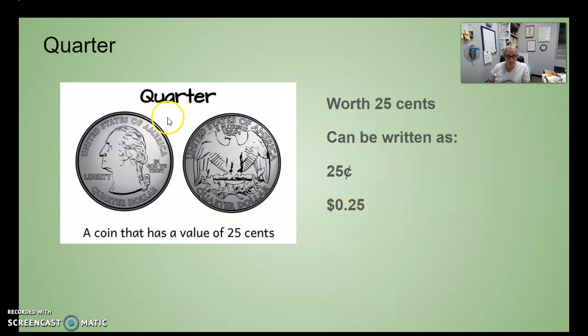The other one is the quarter. Remember, the quarter is also a silver color. It is worth 25 cents. And it can be written as 25 with the cent symbol, or it can have the dollar sign with the 0 point or decimal point, 25.